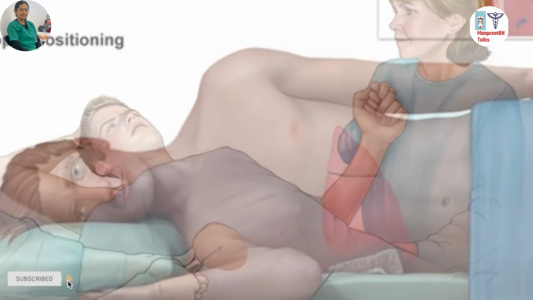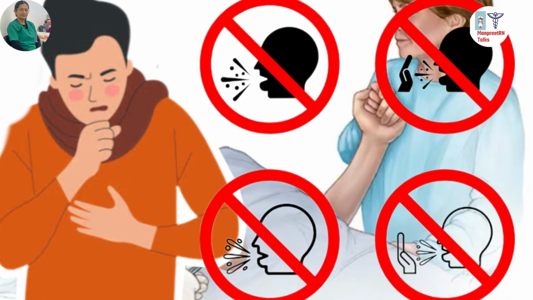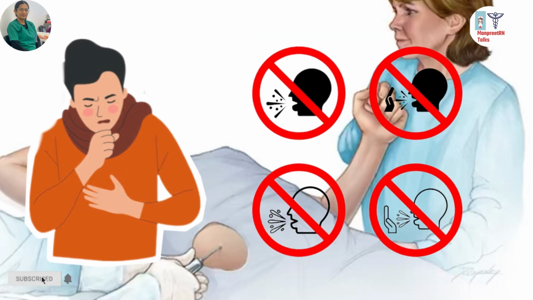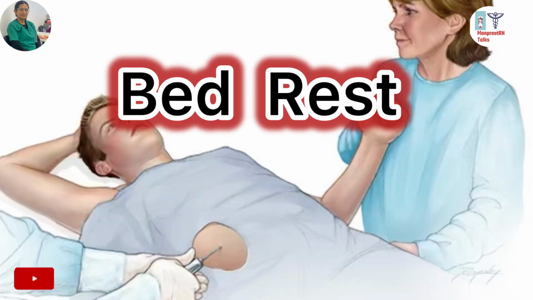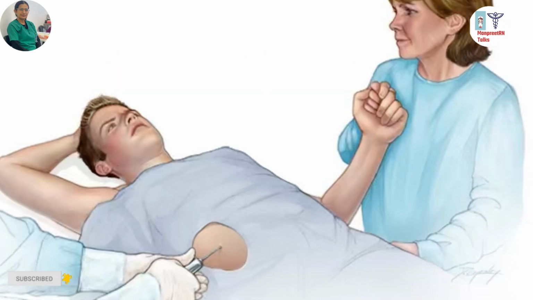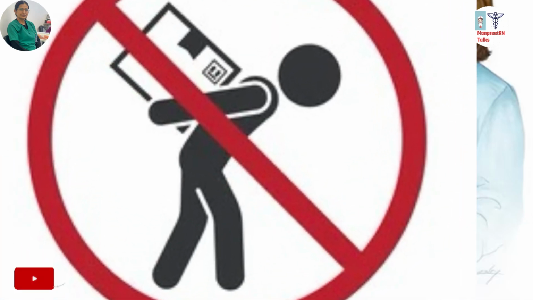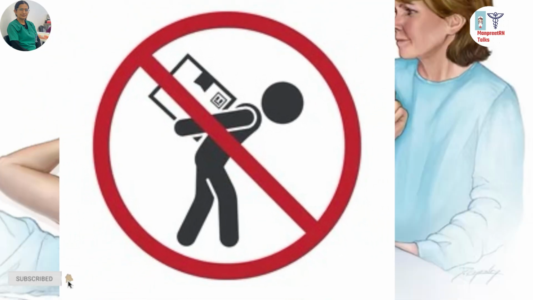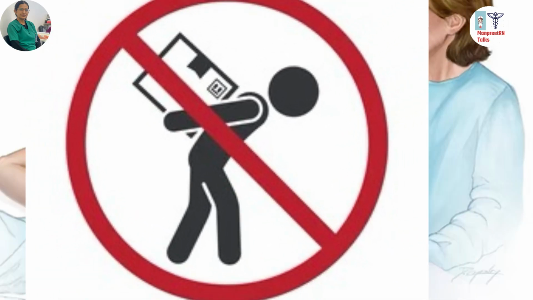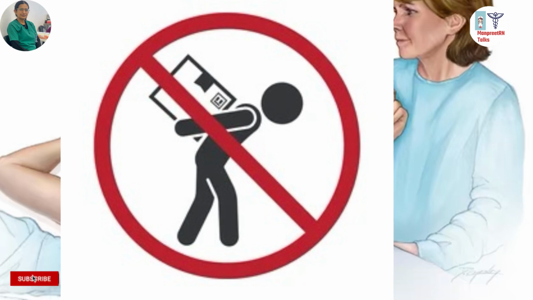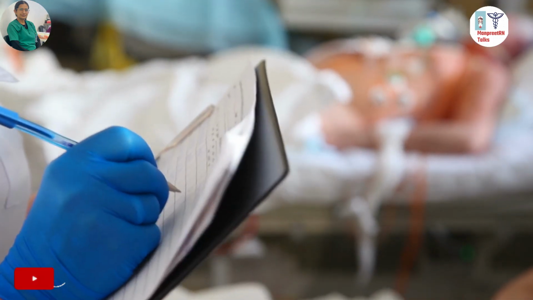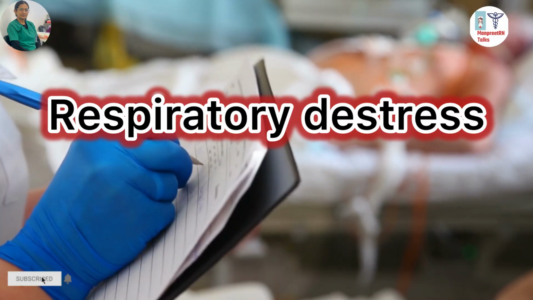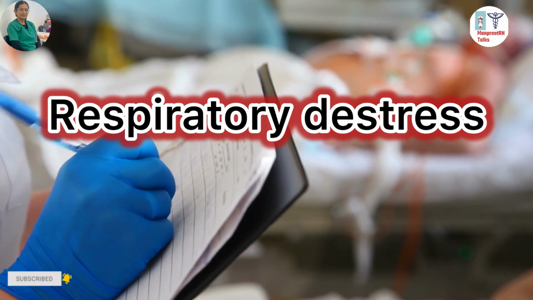Always instruct the client to avoid coughing and straining, because it can increase the intra-abdominal pressure, which can lead to risk of bleeding. Maintain bed rest for at least 12 to 14 hours after the procedure. Very important, always instruct the client to avoid heavy lifting and strenuous activity or exercise for at least 1 week, and to avoid coughing and straining, because it may cause increased intra-abdominal pressure. Notify the healthcare provider immediately if experiencing dyspnea, meaning difficulty in breathing, cyanosis, and restlessness.